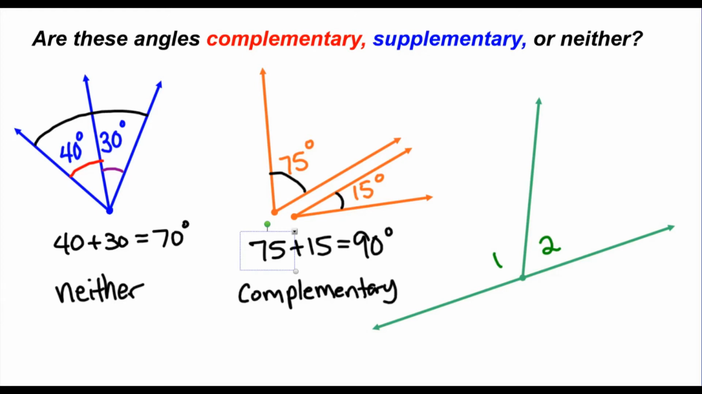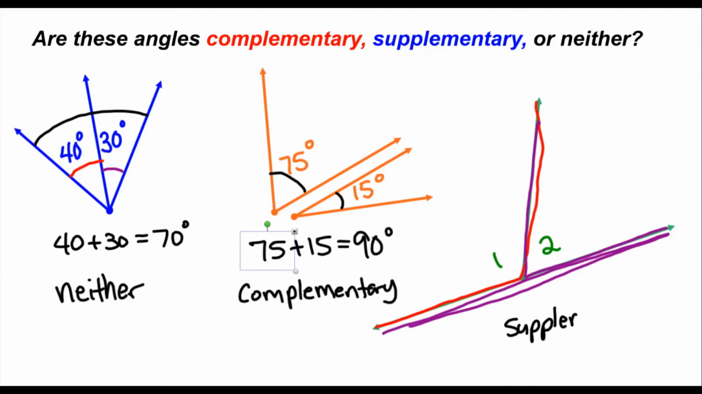And then the green angles, I don't have any angles indicated here. I don't know how big angle 1 is, and I don't know how big angle 2 is. But if you notice, if I put angle 1 and angle 2 together, they form this straight line right here. So when I put the two angles together, I get a straight line. That tells me that they are going to add up to 180 degrees. So that means that these are supplementary angles.